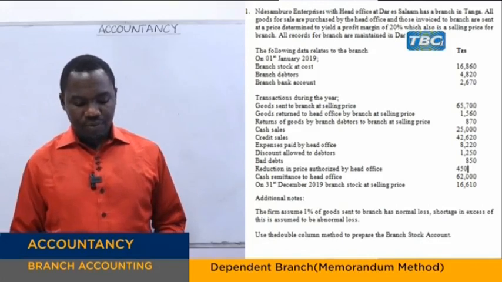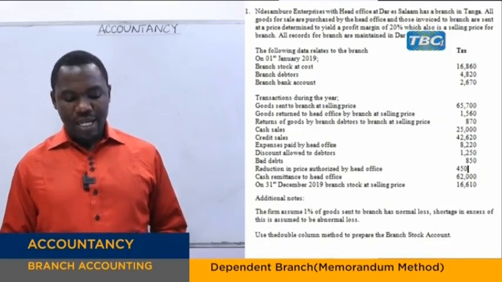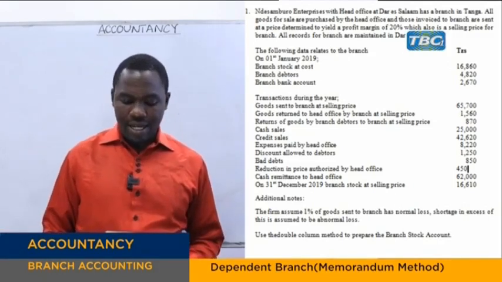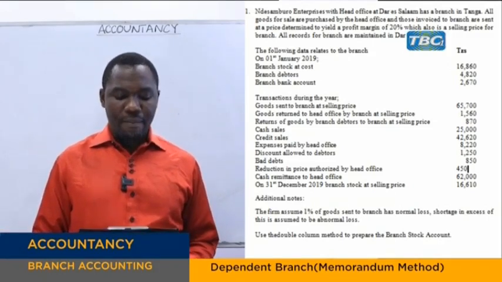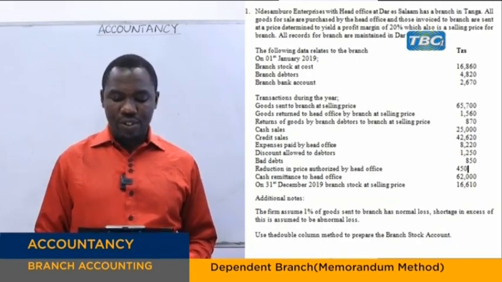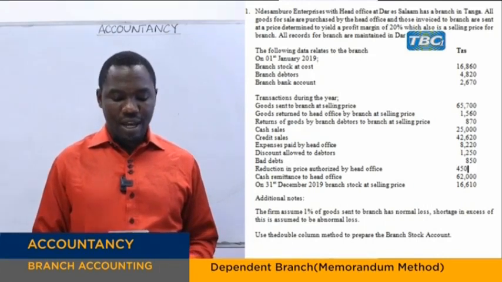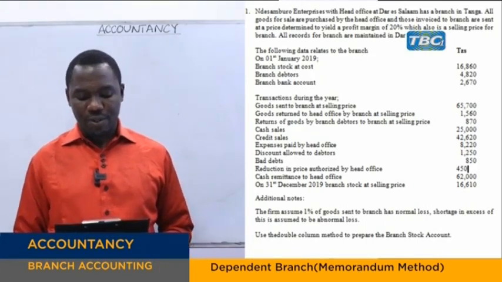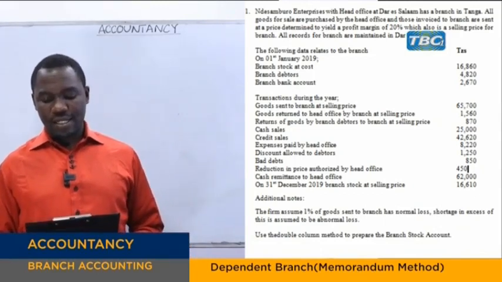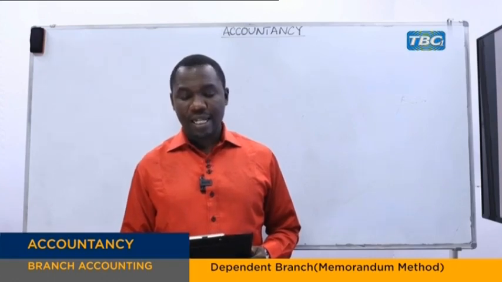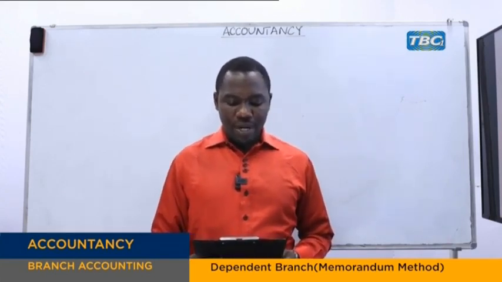The question reads: Samburu Enterprises, with the head office at DARASA, has a branch in Tanga. All goods for sale are purchased by the head office, and those invoiced to the branch are sent at a price determined to yield a profit margin of 20%, which also is the selling price for the branch. All records for the branch are maintained in DARASA. That means this was a dependent branch. So the following data relates to the branch.